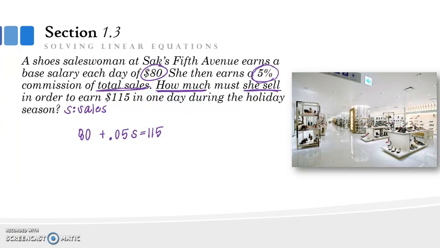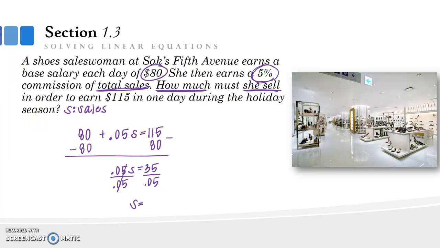At this point, we can go ahead and start to solve for S. So I'm going to begin by subtracting 80 from both sides. So I've got 115 minus 80. And when I perform that operation, I'll have 0.05 times S is equal to 35. My next step is just going to be to divide both sides by 0.05, so by 0.05 here as well.